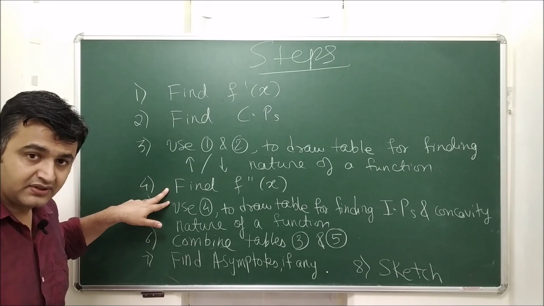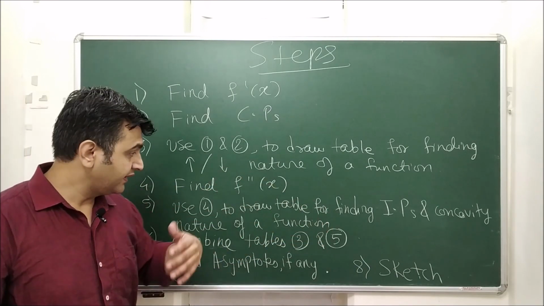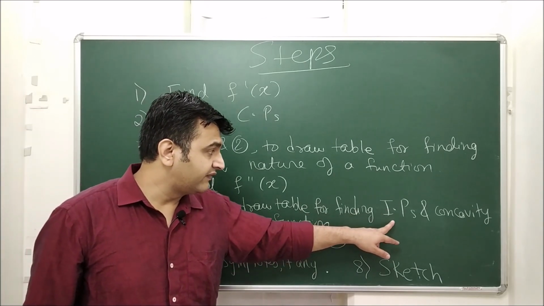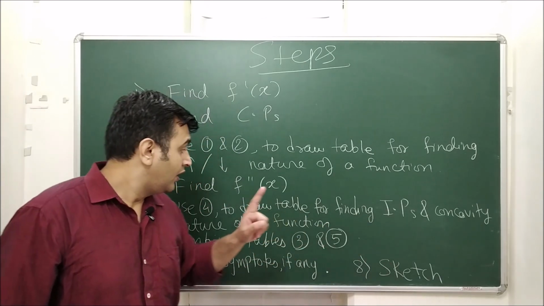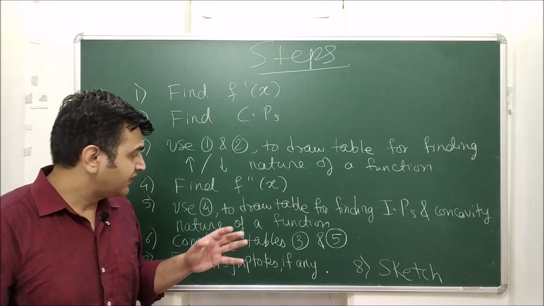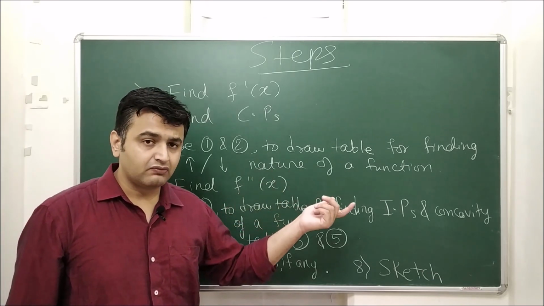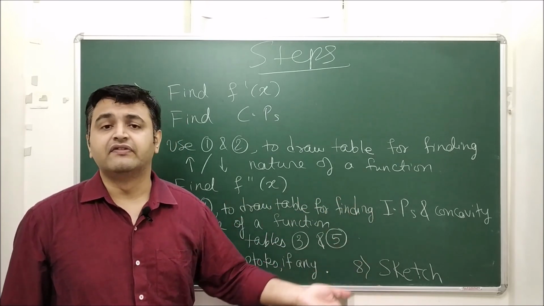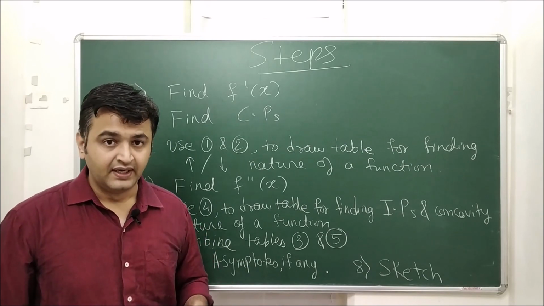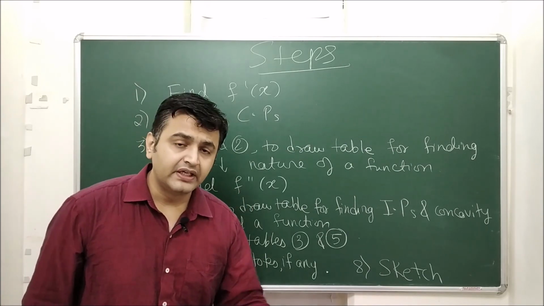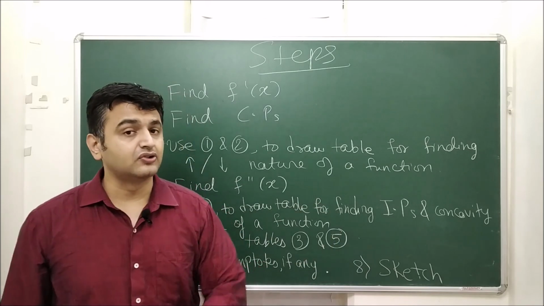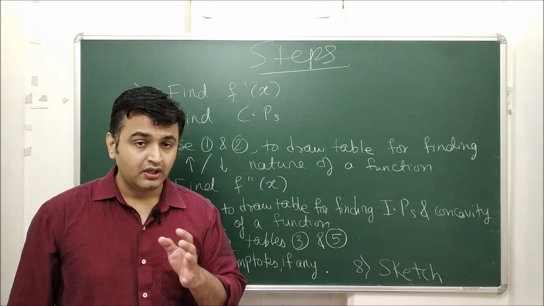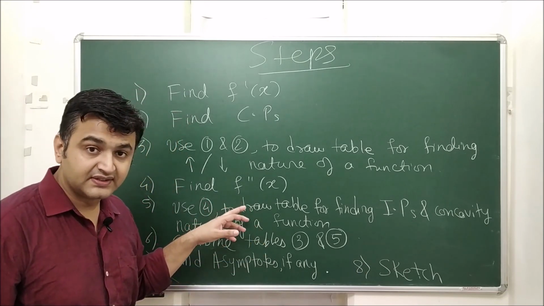Then you find f double dash and equate it to 0. Then using those points where f double dash is 0, you draw the table for finding inflection points and concavity. One more thing: students usually have a habit that they take f double dash equal to 0 or not defined, and whichever x they get, they say that there we have the inflection points. No, that is not the case. If there is an inflection point, then the double derivative is 0 or not defined. The converse is not true. I have given plenty of examples in my lecture on inflection points, so make sure you see that if you have confusion in this.